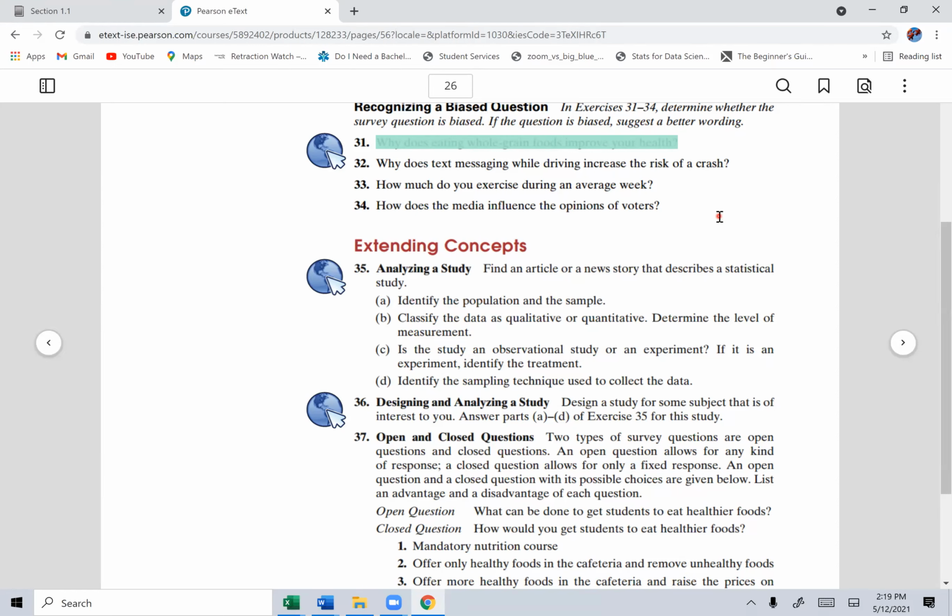Does the media influence the opinion of voters? Now, if you ask a media person, they're going to tell you, oh, of course not. That's not our intention. But it does. It does. It's just, guys, after this chapter, you have to start listening carefully to what you hear and what you say and what you read, and try to criticize that.